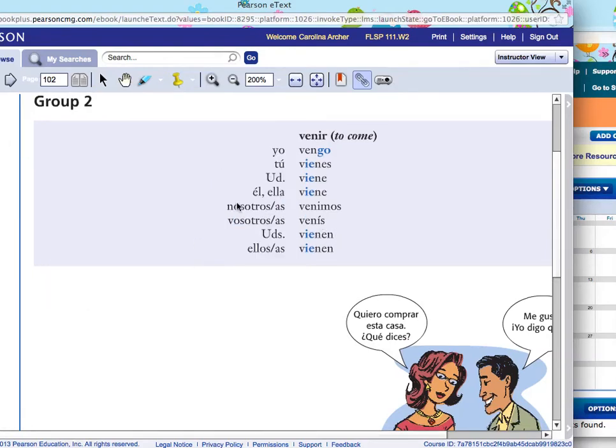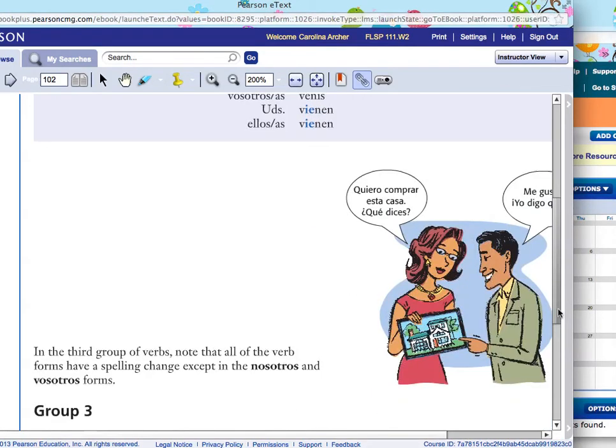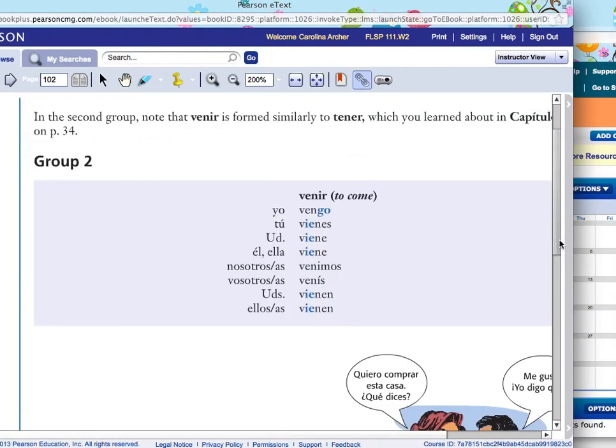Nosotros and vosotros never show irregularities. They're always regular in the present tense. All the others are going to show this irregularity in that the root changes. That's why they're called irregular. But the endings are the same that you learned before, except here in the yo form. So this is another group, Group 2: verbs that change from E to IE in the root.